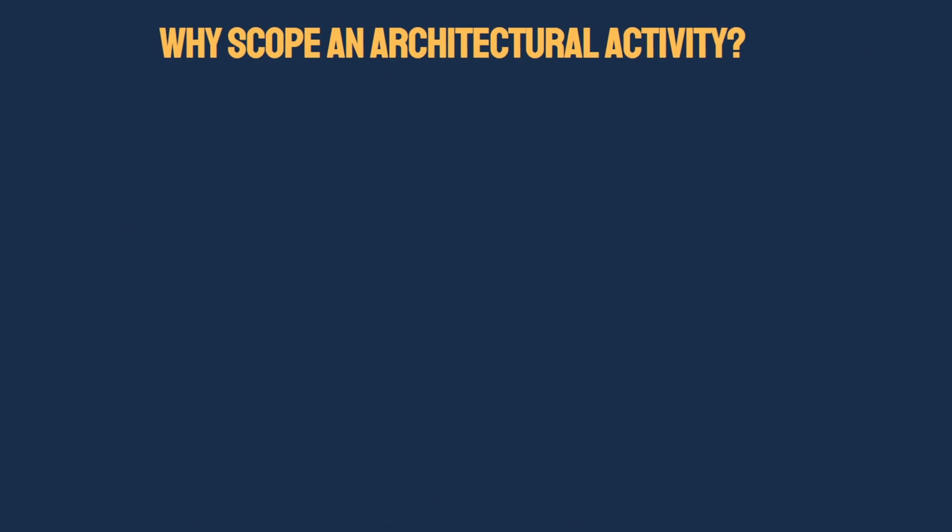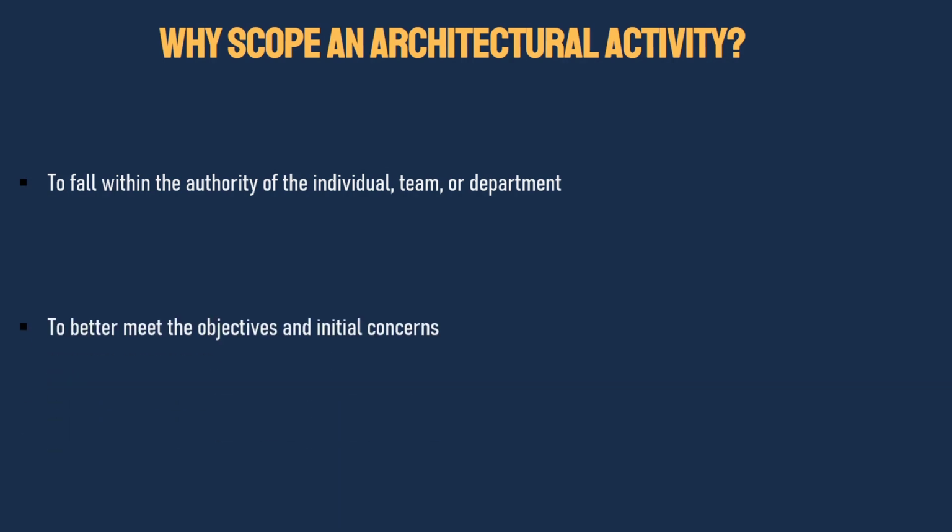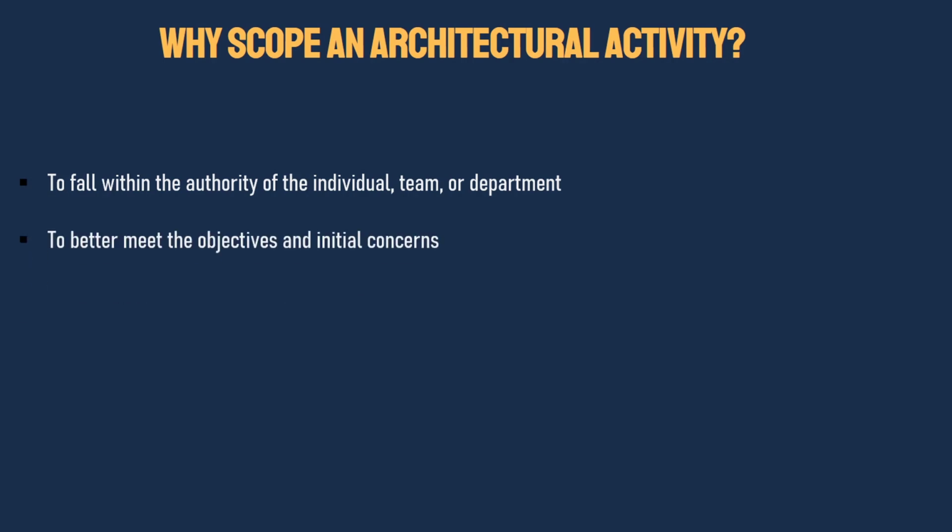Why would you scope an architecture activity? Well, sometimes we have to fall within the authority of the individual team or department that is asking for the work. We might have to change the scope so that we can meet their particular level of authority and their particular level of influence. Other times we might want to scope our architecture activity because we want to better meet the objectives and the initial concerns that were laid out by the stakeholder.